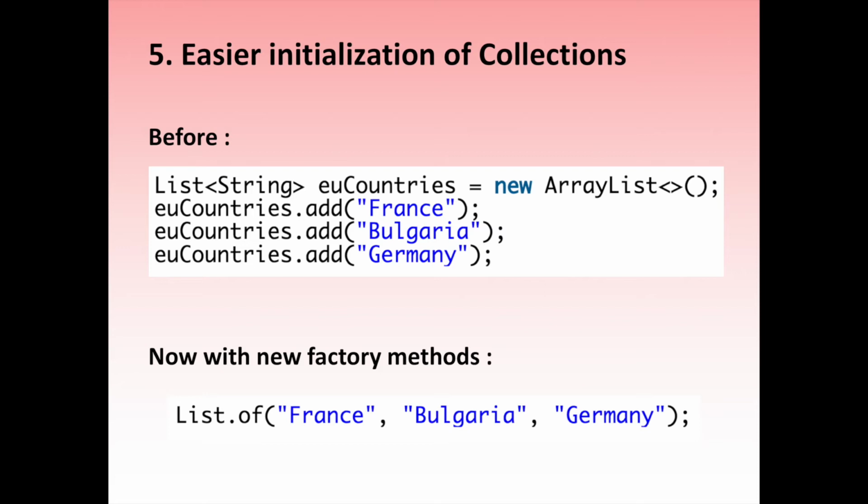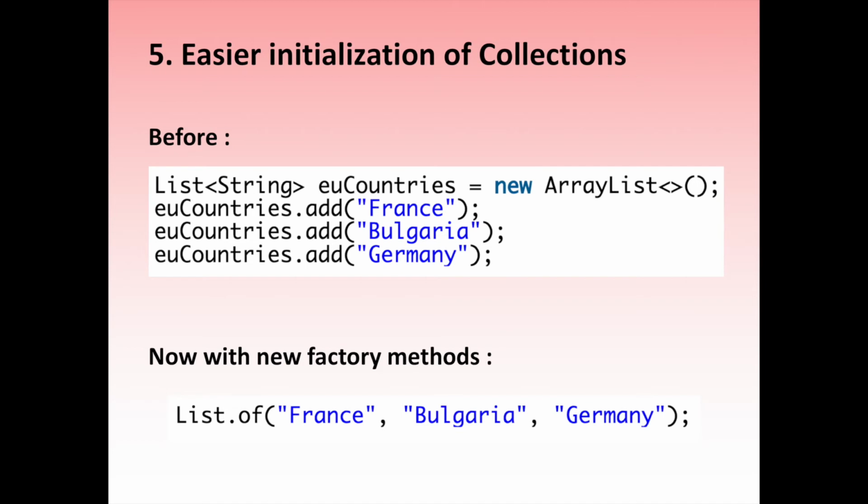Fifth, easier initialization of collections with new factory methods. Currently if you want to create a list of predefined values you have to do a lot of typing. In the future, the initialization of common collections will be a lot easier with the newly added factory methods. The static methods in the interfaces make it possible, and the list, set, and map interfaces are enhanced to have the method for collection creation with up to 10 elements.